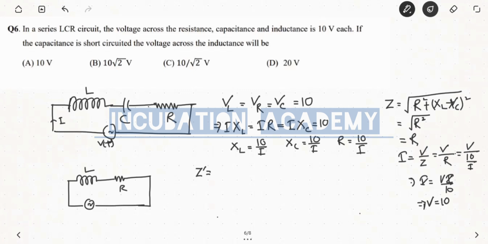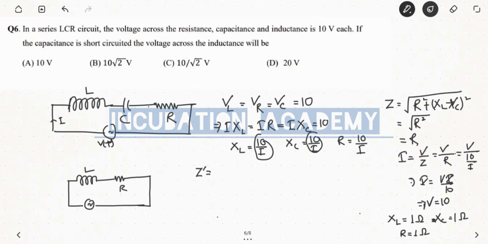Now what is the value of XL? XL equal to simply 10 by I. So XL we can say is 1 ohm. XC is also 1 ohm. I am not talking about the capacitance, I am talking about capacitive reactance, that is also 1 ohm. Capacitance is something else, inductance is something else. If I say R, then R is also 10 by 10. That means R is also 1 ohm.